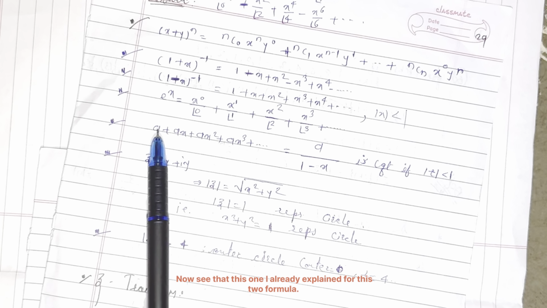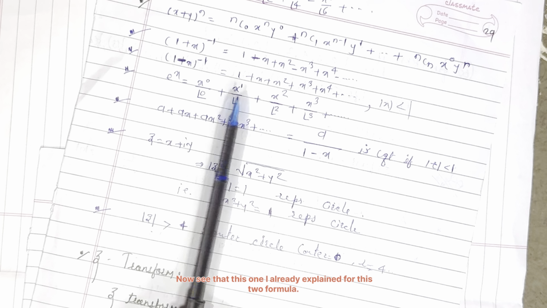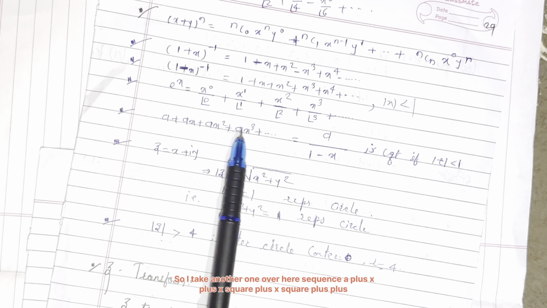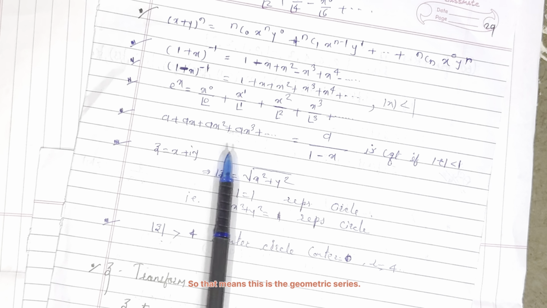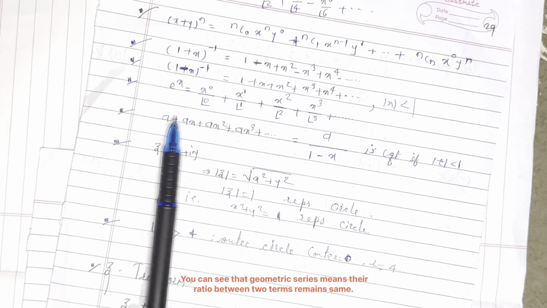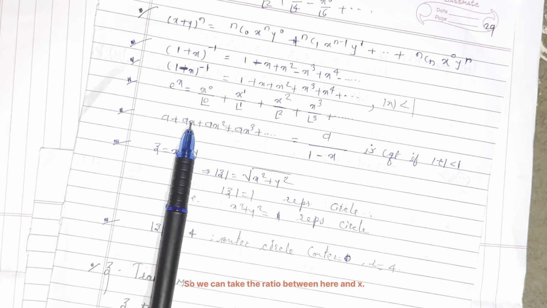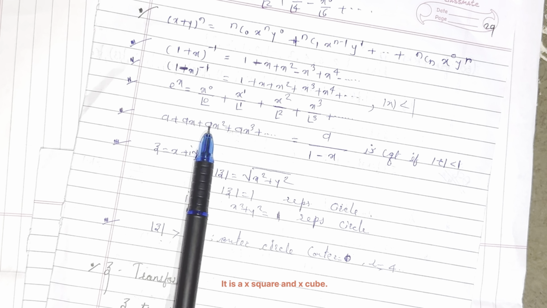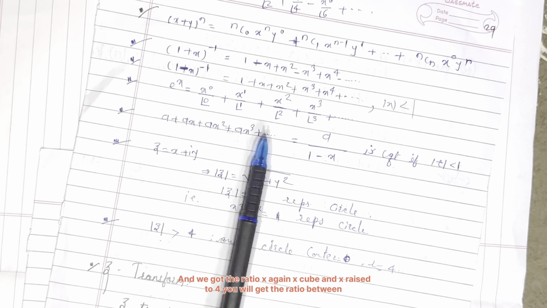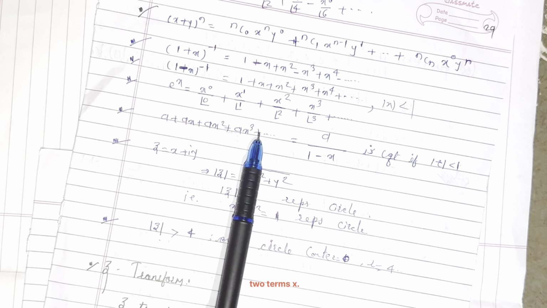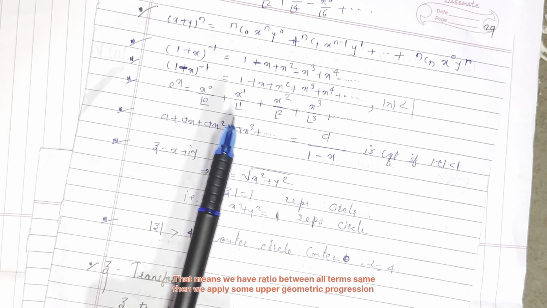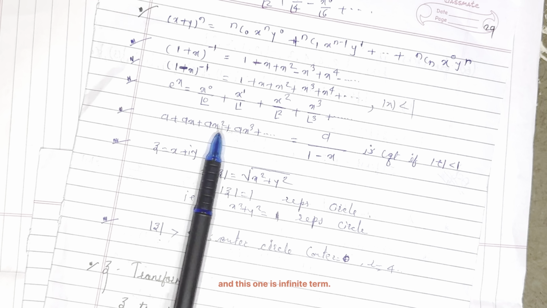Now see that, this one I explained for these two formulas, so I have taken another sequence over here: a plus ax plus ax square plus ax cube and so on. This is the geometric series. Geometric series means the ratio between two terms remains the same. You can take the ratio between a and ax, it is x; between ax square and ax cube, again we get the ratio x; and between ax cube and ax raised to 4, you get the ratio x. That means we have the same ratio between all terms, then we apply the sum of a geometric progression, and this one has infinite terms.